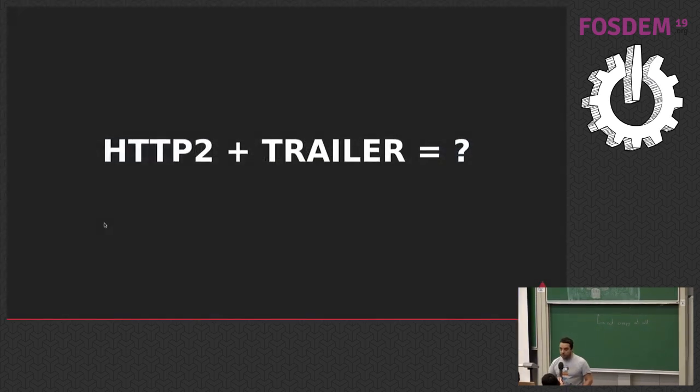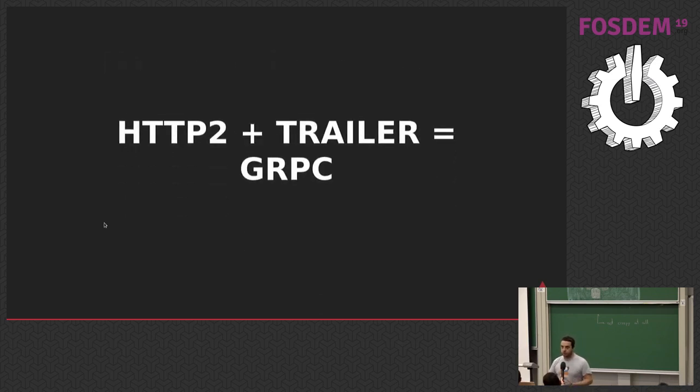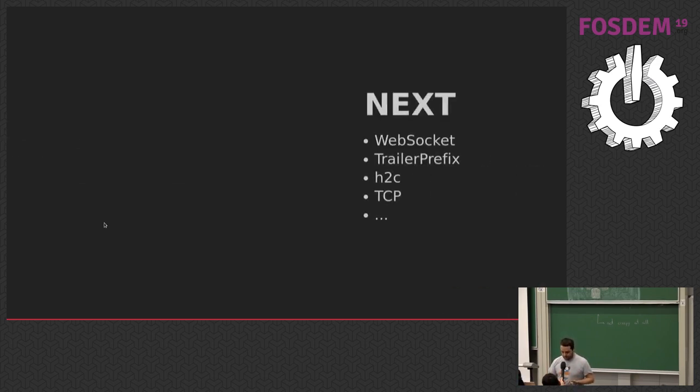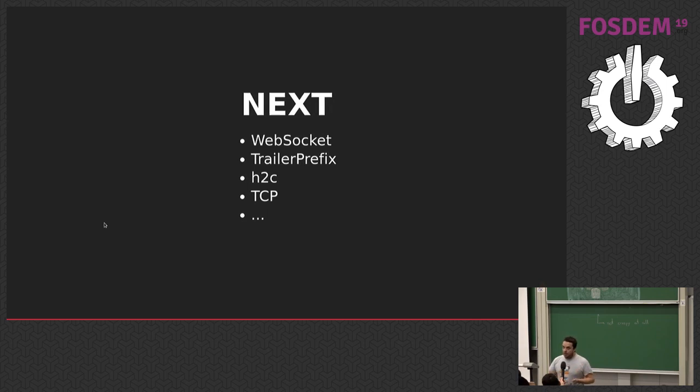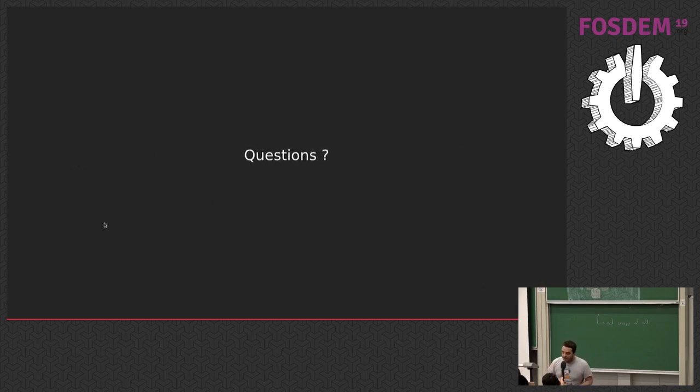And do you know what uses HTTP2 and trailers? Maybe you think you never use trailers or you never use HTTP2, but gRPC uses HTTP2 and trailers. So if you want a reverse proxy that can do gRPC, you need to implement HTTP2 and trailers. Okay, we could have lots of other things, but time goes, so now this is the real end, and you can ask questions. Thank you.